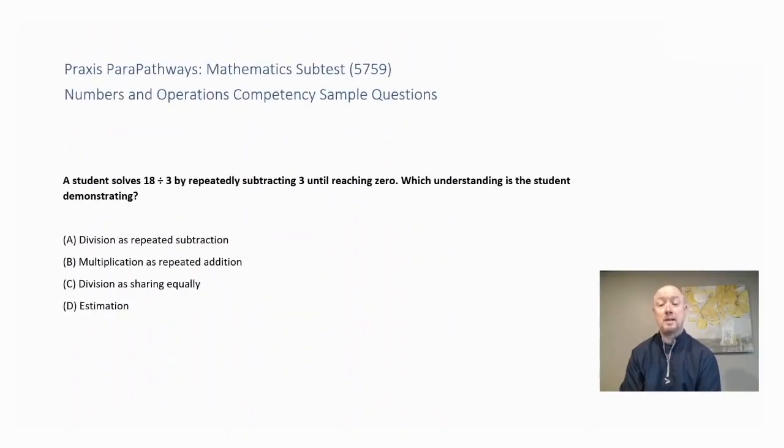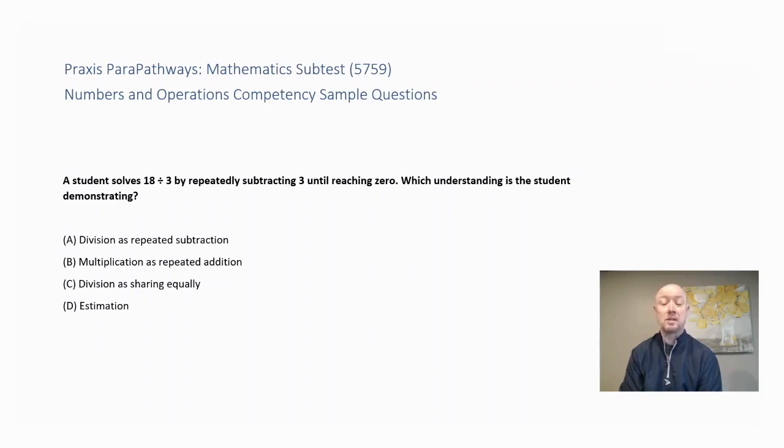A student solves 18 divided by 3 by repeatedly subtracting 3 until reaching 0. Which understanding is the student demonstrating? Is it A, division as repeated subtraction, B, multiplication as repeated addition, C, division as sharing equally, or D, estimation?